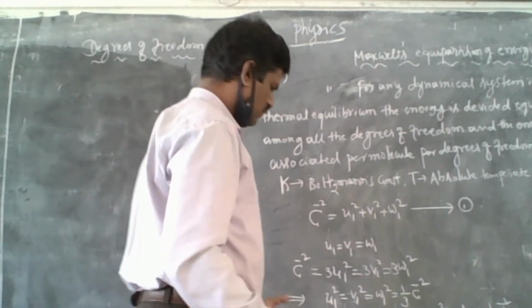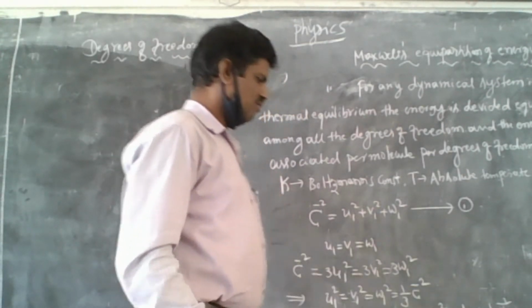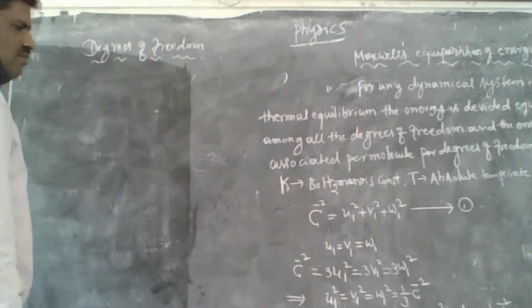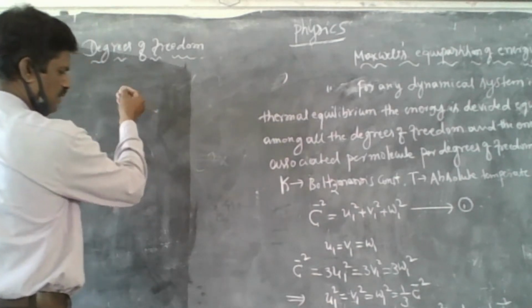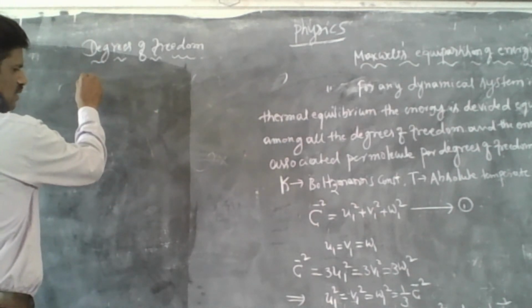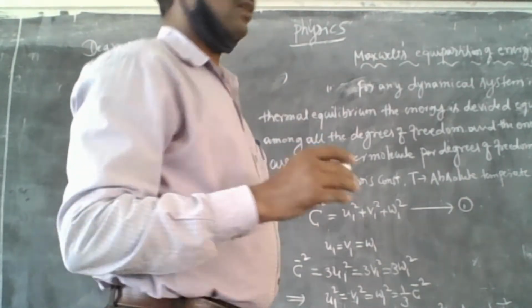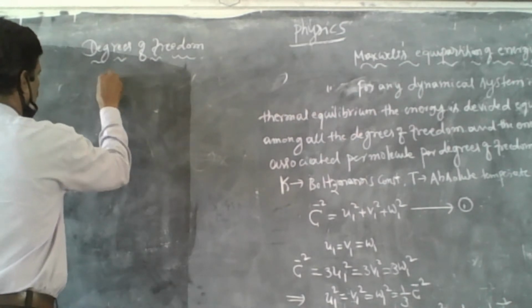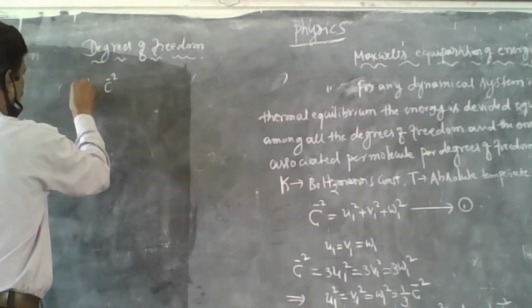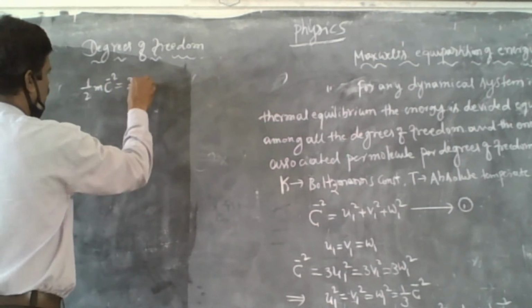So here, 1/2 m u1 square equals 1/2 m v1 square equals 1/2 m w1 square equals 1/2 m into 1/3 c bar square. So we know that the average kinetic energy of the molecule, 1/2 m c bar square, is equal to 3/2 kT.